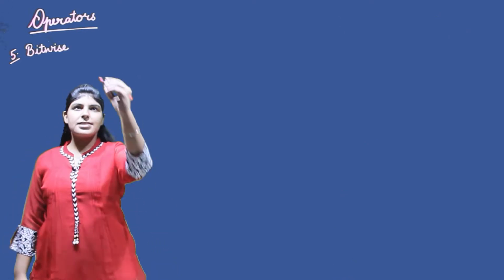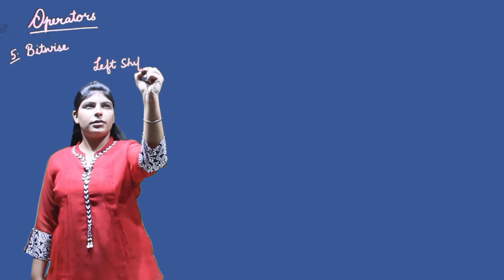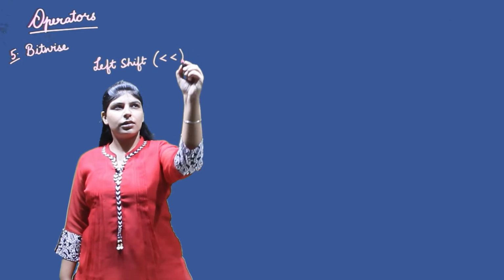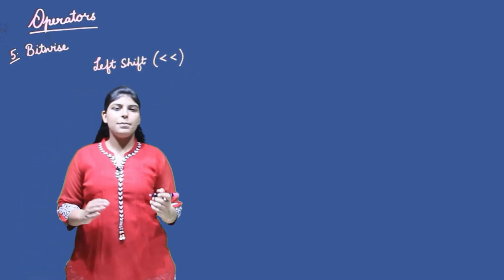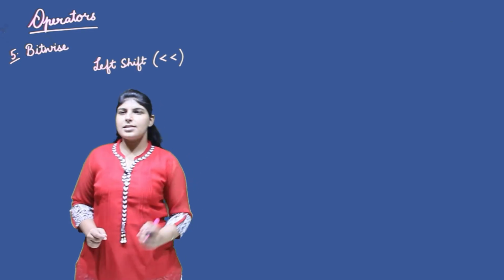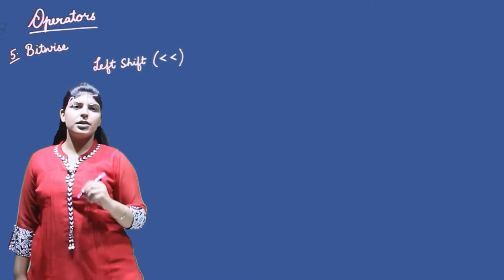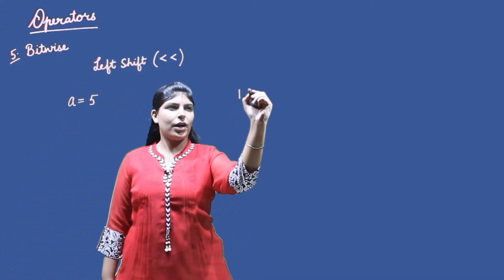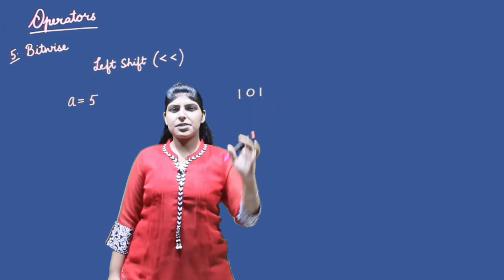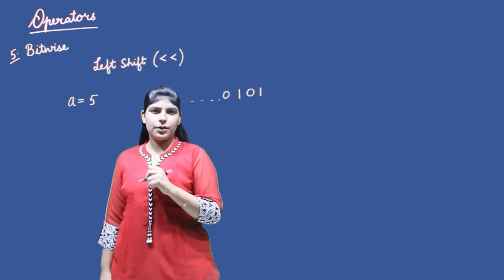Next bitwise operator is the left shift operator. It is represented by the double less than sign. What does it do? It shifts all the bits to the left and inserts a 0 at the right end. Let's take an example to understand. Suppose I have an integer variable A equal to 5. So it can be represented in binary as 1 0 1. Now this is an integer, so it is represented using 32 bits. So all the 29 bits here will be 0.